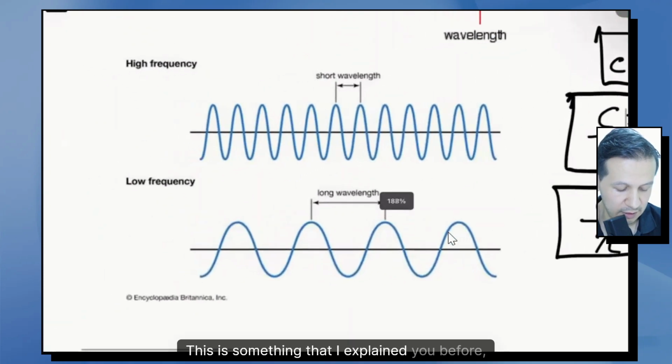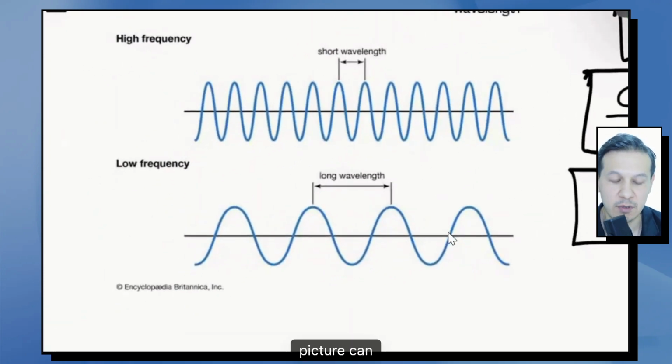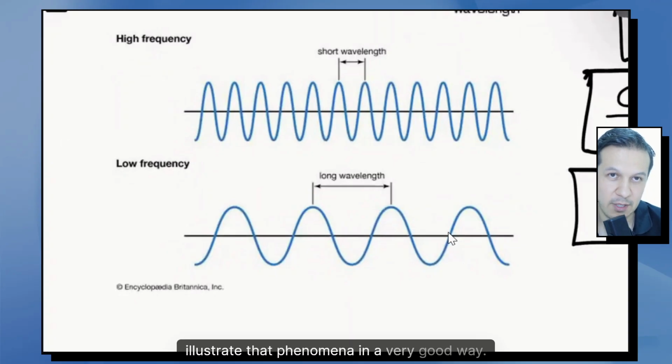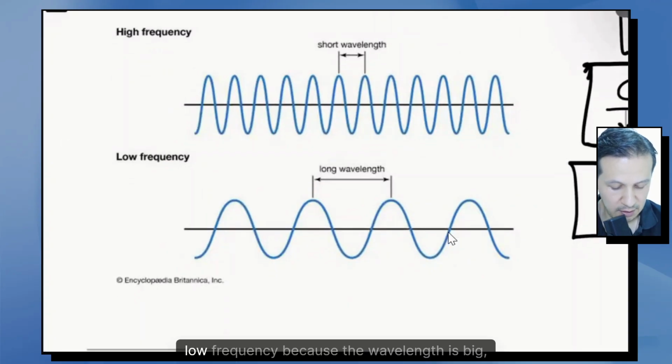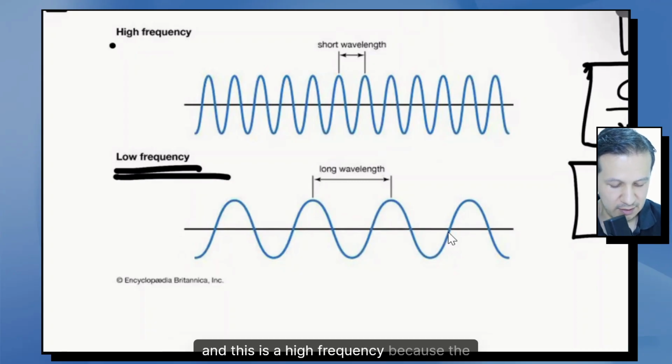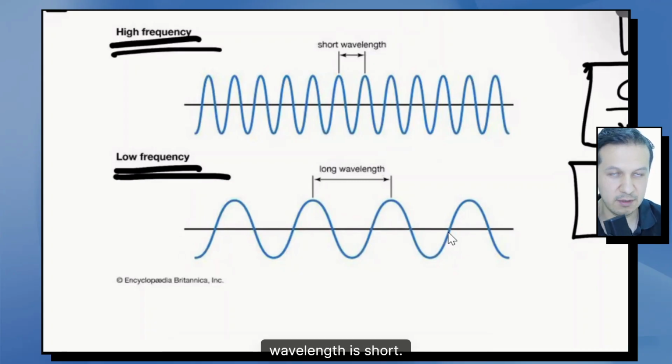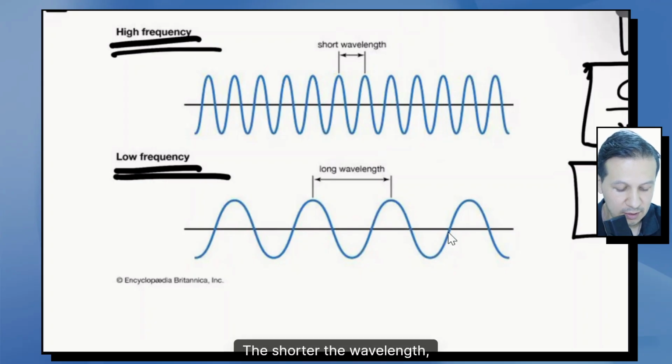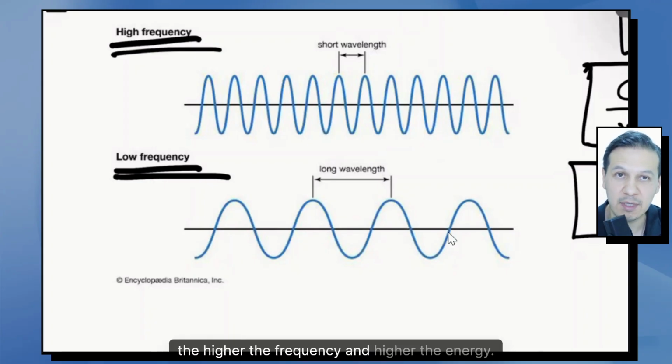This is something that I explained before, but this picture can illustrate that phenomenon in a very good way. You see? Low frequency because the wavelength is big, and this is a high frequency because the wavelength is short. The shorter the wavelength, the higher the frequency and the higher the energy.